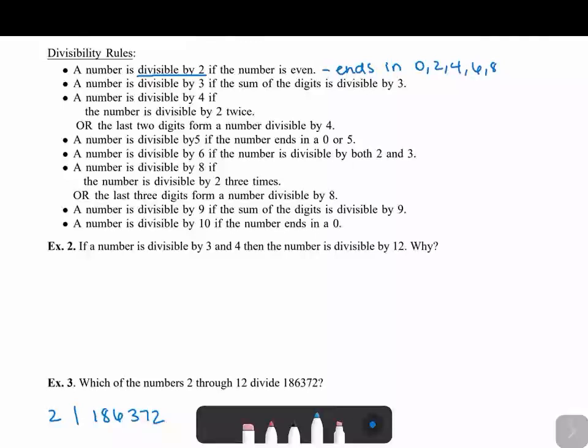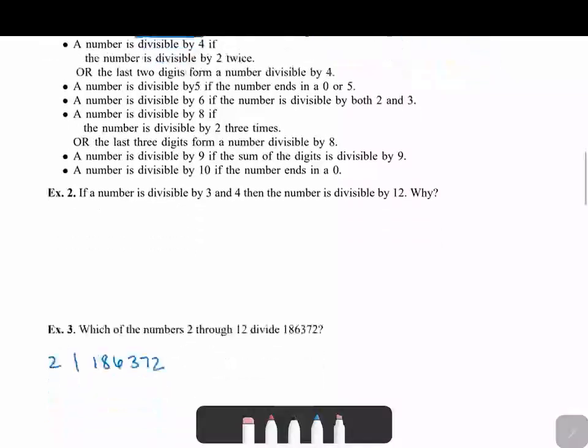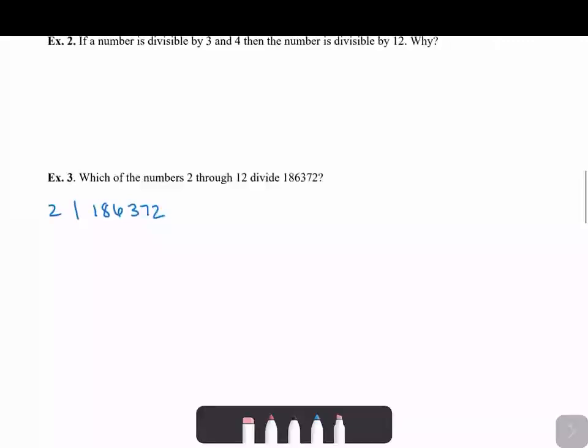Okay, a number is divisible by 3 if the sum of the digits is divisible by 3. So you may or may not have heard this one before. If you haven't done a lot of math, you may not have heard this. This is kind of a trick that only some people learn in their schooling, but it's really helpful and useful that a number is divisible by 3 if the sum of the digits is divisible by 3. It's a nice little handy trick.